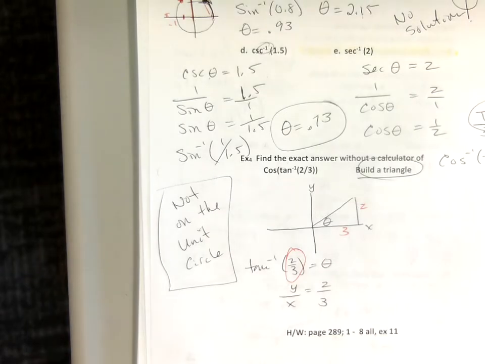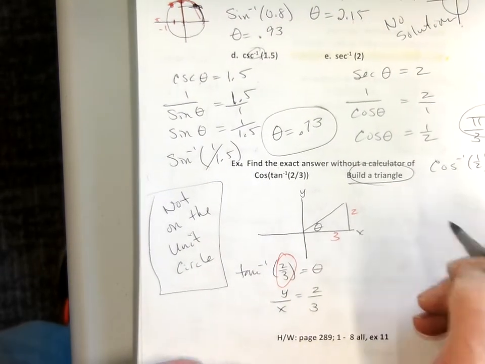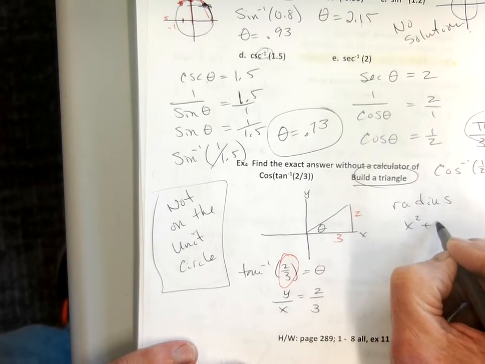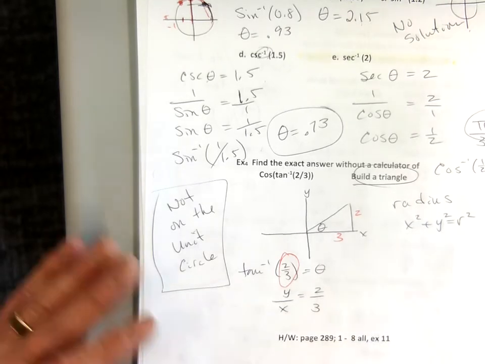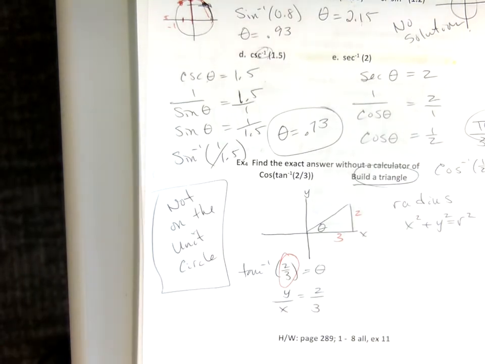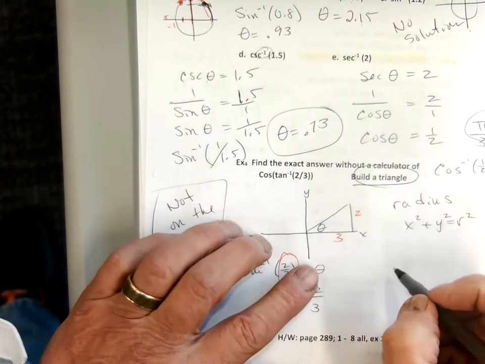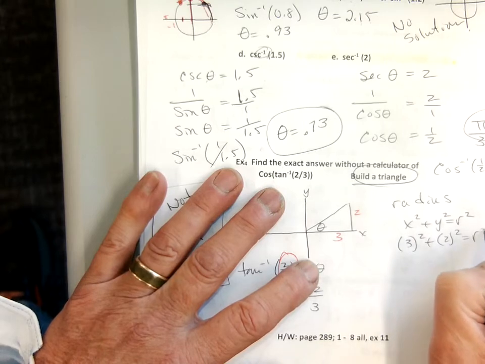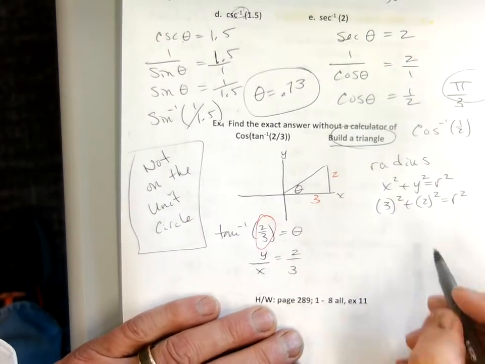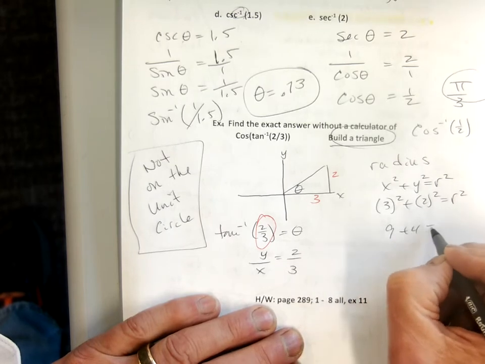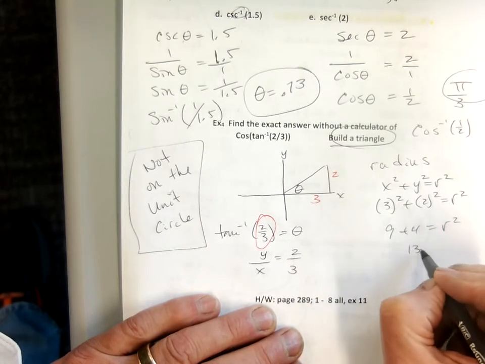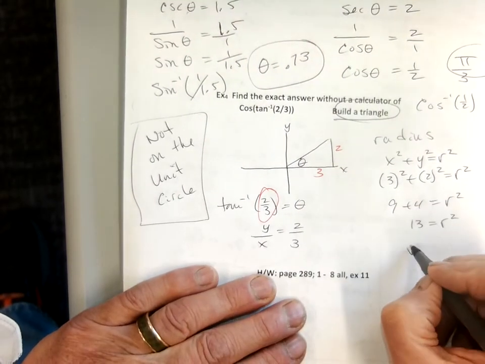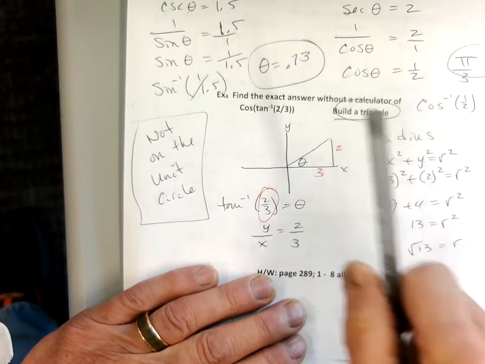Okay, now what I don't know is my radius. I can find my radius. I know how to find that because I learned this: x squared plus y squared equals r squared, which is Pythagorean's theorem. Thank you very much. So I'm going to go, okay, 3 squared plus 2 squared equals r squared, right? 9 plus 4 equals r squared. 13 equals r squared. Square root of 13 equals r. Okay, square root of 13 is right there.